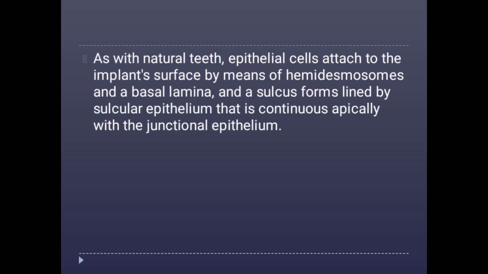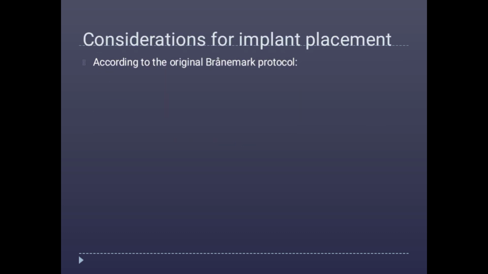As with natural teeth, epithelial cells attach to the implant. The epithelial cells also attach to the implant surface by means of hemidesmosomes. The basal lamina sulcus is lined by sulcular epithelium that is continuous apically with the junctional epithelium.